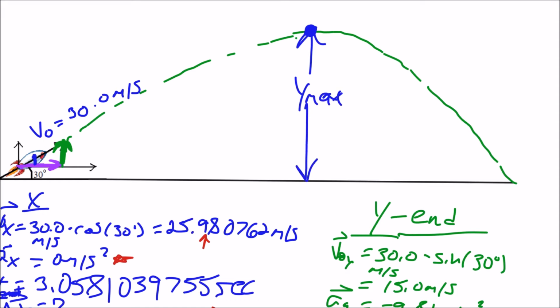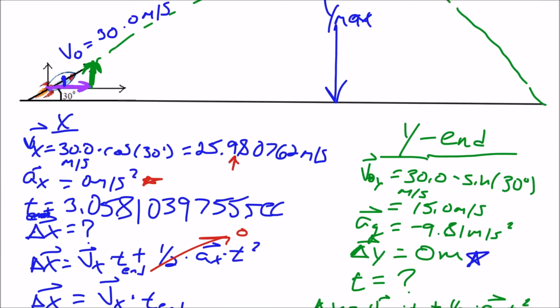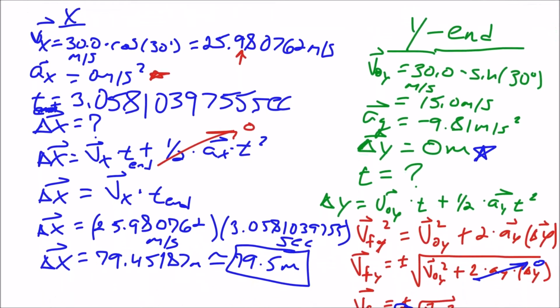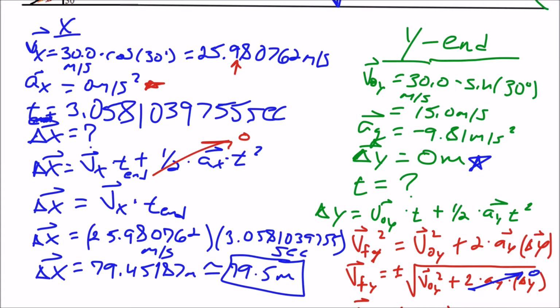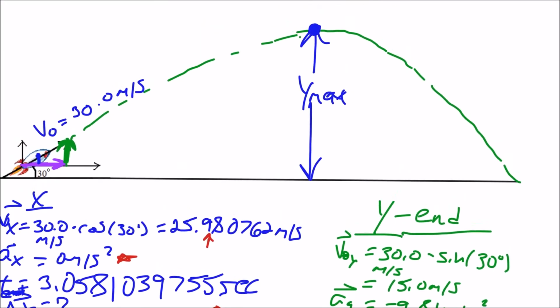Now, since there is symmetry to this problem, that means we're going to be able to do something that we wouldn't otherwise be able to do. Since we found out that this is the time that it takes to get to the end, and there is symmetry, we can divide that by 2, and that will tell us how long it takes the rocket to go from its starting position up to the highest point.